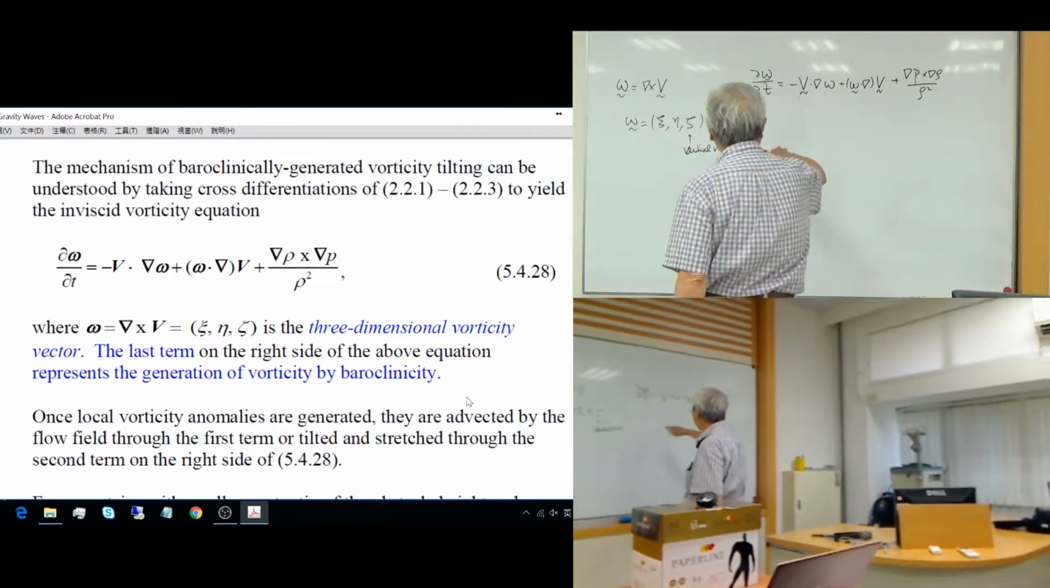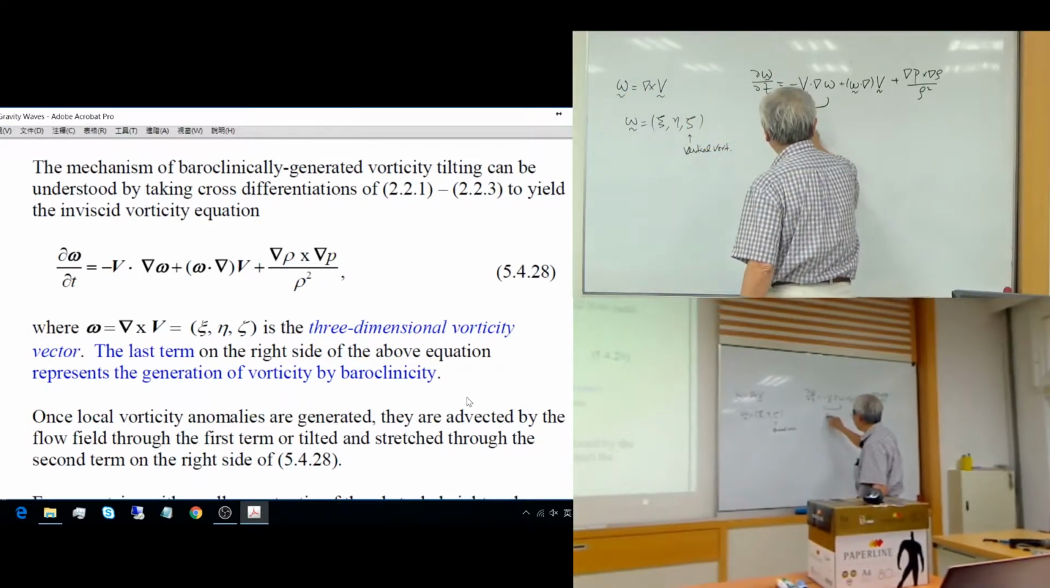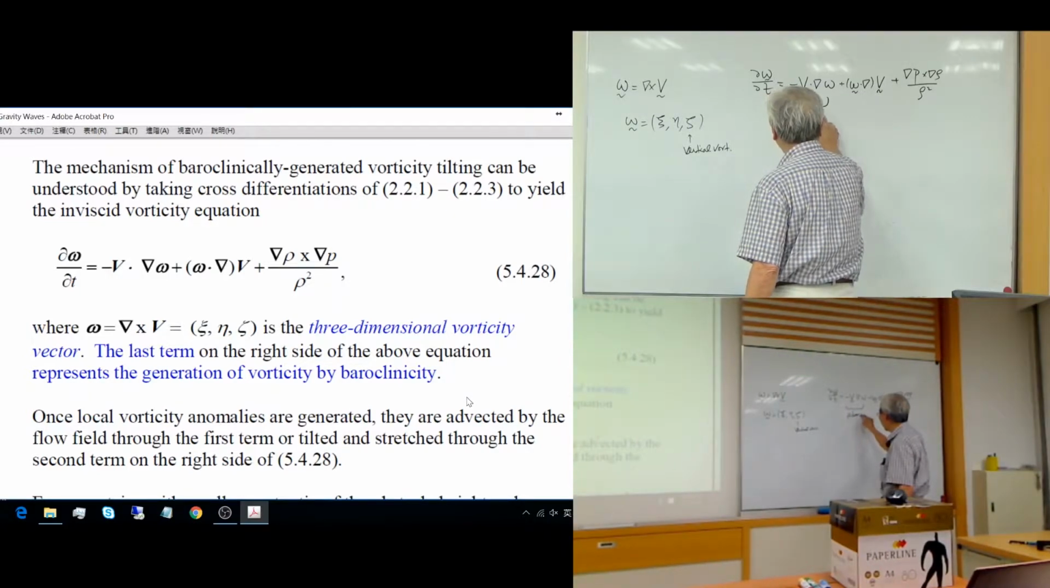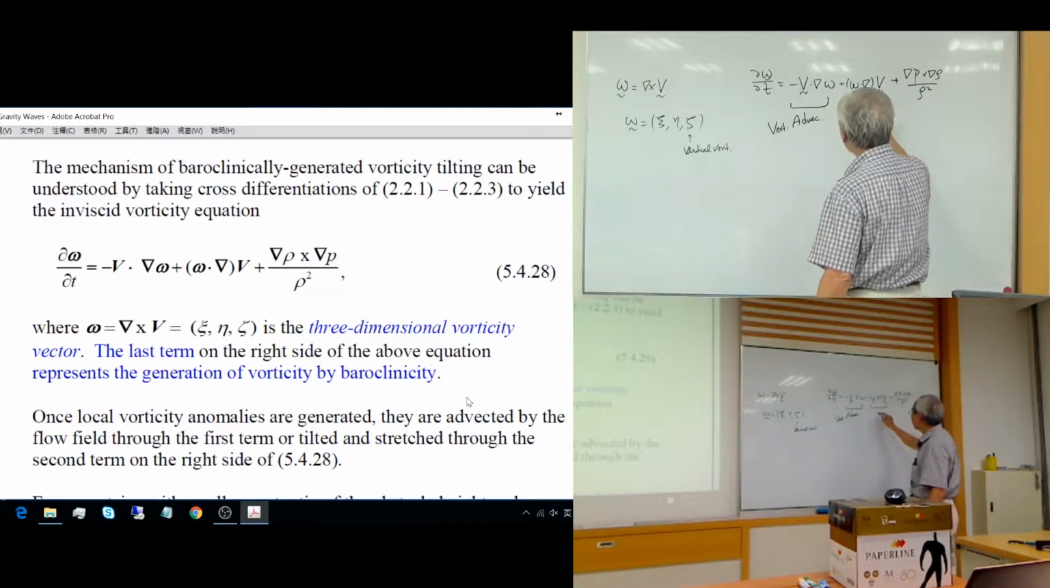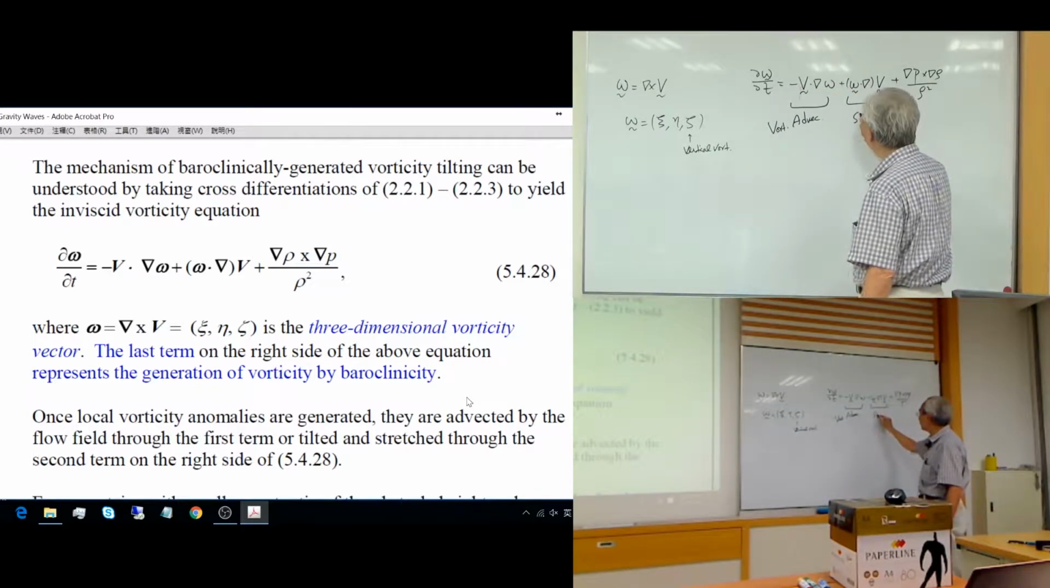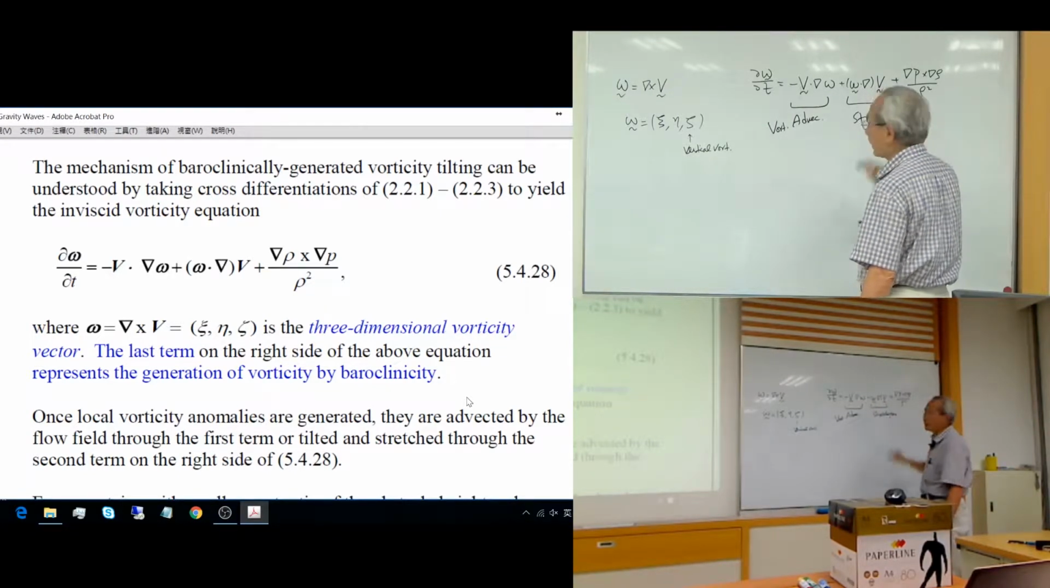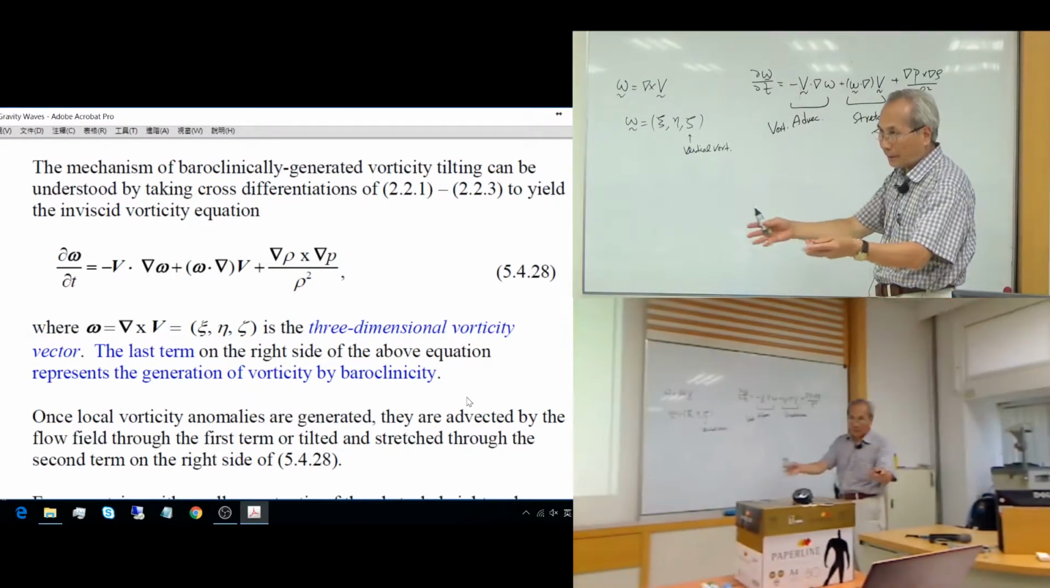And this one is the advection term, vorticity advection. And this term is the stretching term, or convergence term.